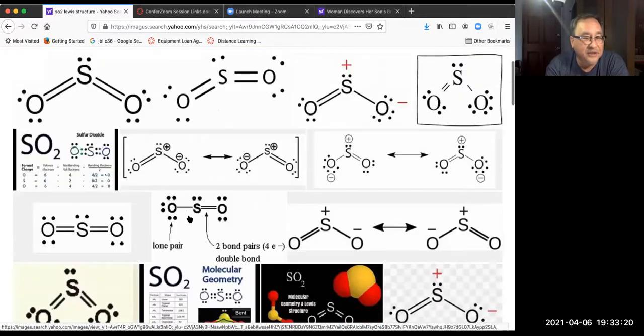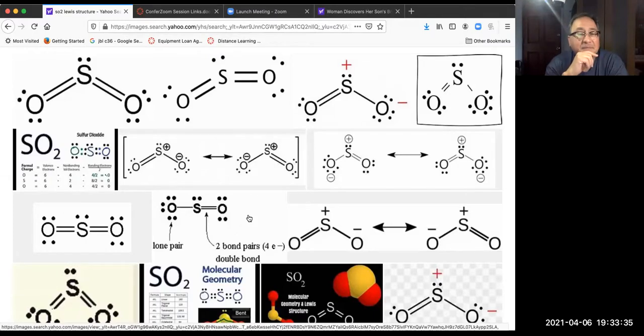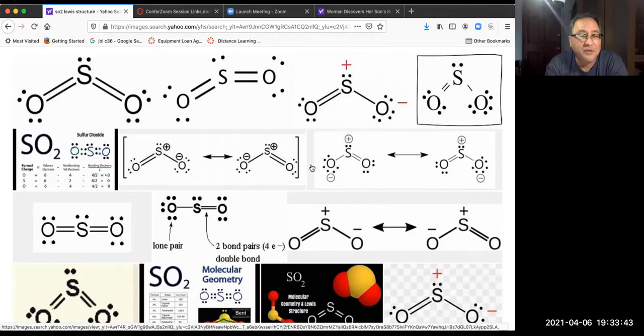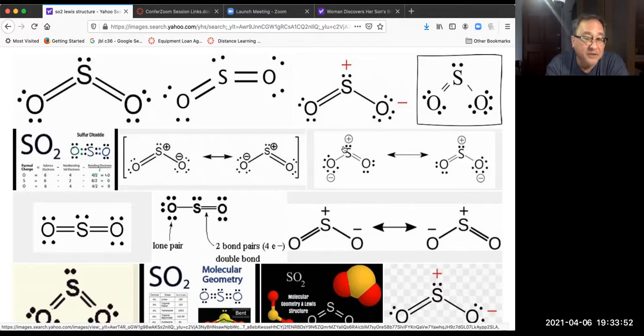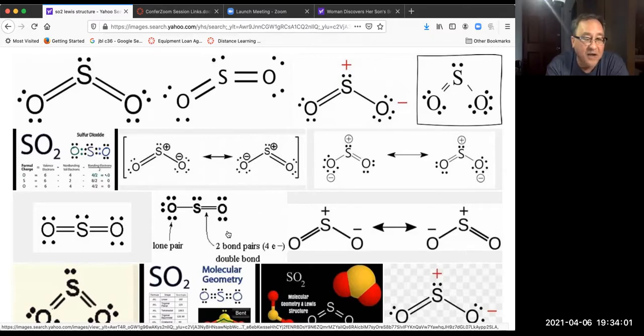Look at this one. They even show you this. And this one's not so hot. You see this one with a single bond and a double bond? Take a guess as to why this one's not so hot. So we have the sulfur. Do you see what I'm circling over here? Double bond, single bond, double bond, single bond. These are the same, right? So why is this one that I'm circling not so hot? All we have to do is look over here.